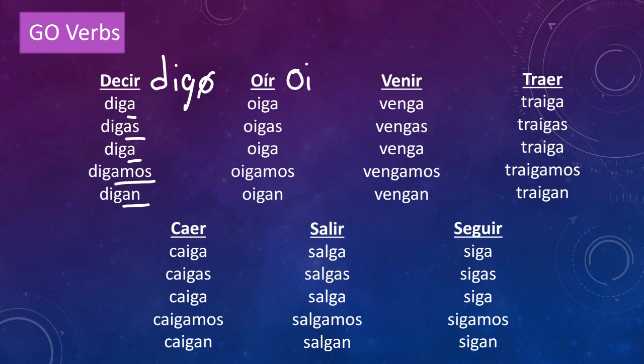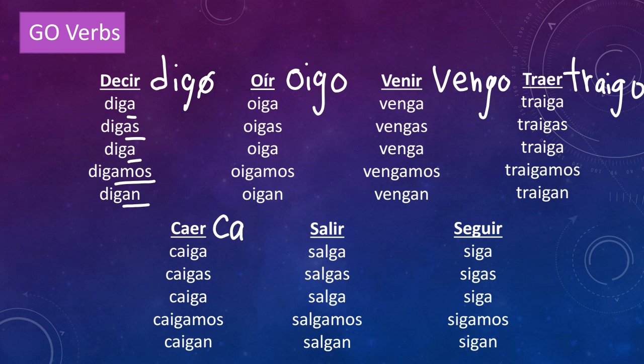So as long as you can remember that oír is oigo, venir is vengo, traer is traigo, you'll be fine, because then you'll just add the endings that you need. Caer is caigo, salir is salgo, and seguir is sigo. Now, this is not all of the irregularities in the subjunctive, but this is where we're going to start. Go verbs are really considered regular verbs in the subjunctive because they follow the 3 steps. You go to the yo form, you drop the O, and you add the opposite endings. We will get to irregular verbs in the subjunctive later on.